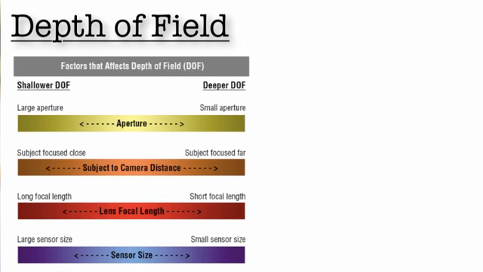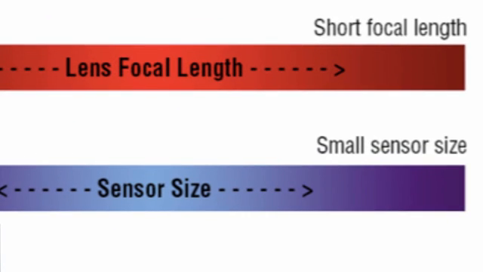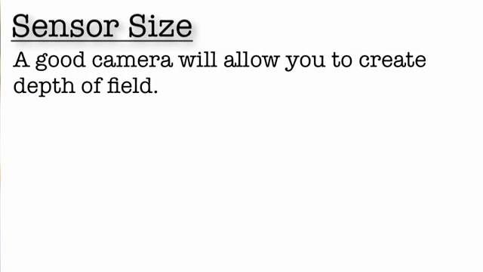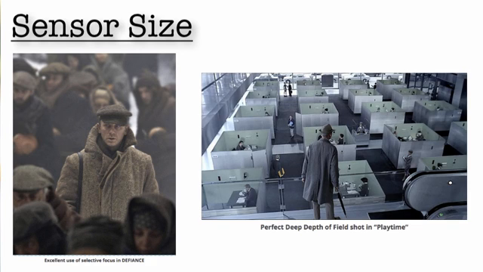You can see in this diagram here. But I would love to skip ahead to the idea of sensor size. By now you might realize that a good camera will allow you to create depth of field. This is something that every movie maker hopes to be able to capture. Using your camera to bring focus to an object through shallow depth of field or draw attention to a landscape through deep depth of field is an invaluable tool in the storytelling process.